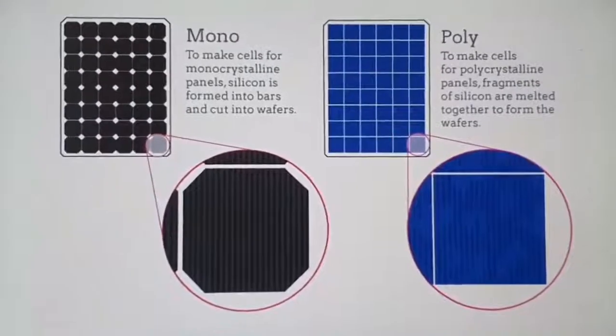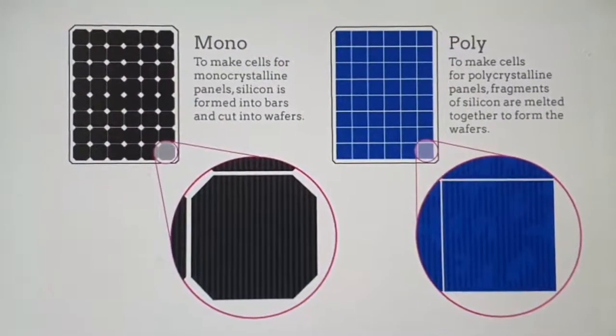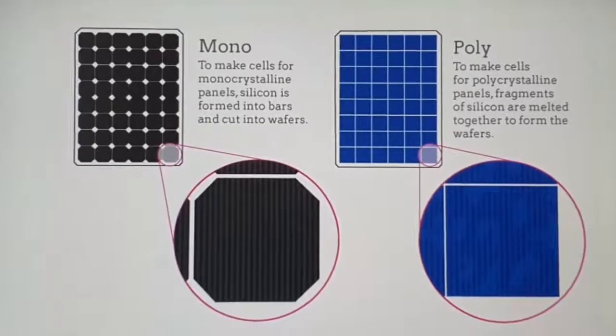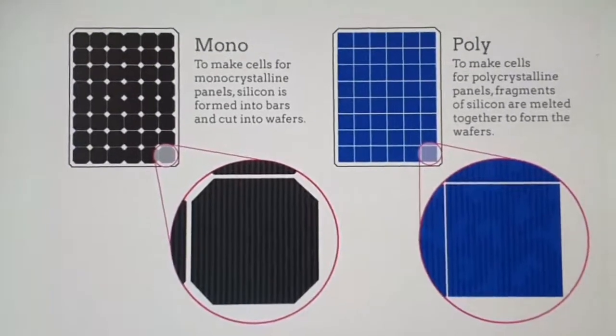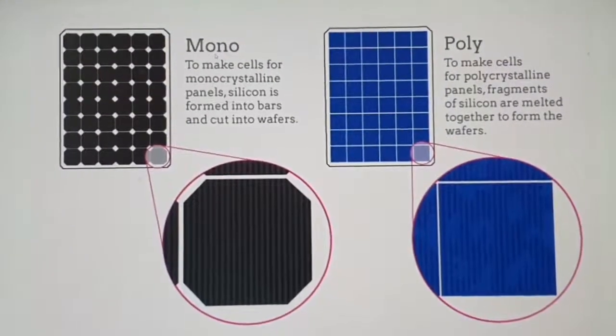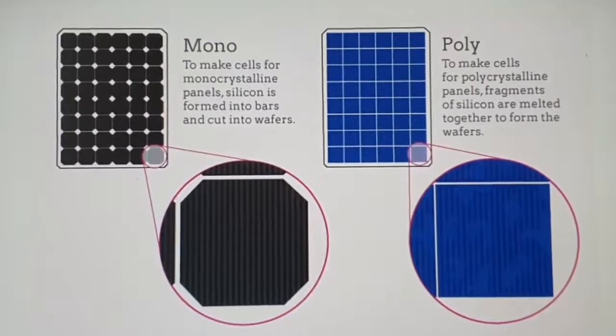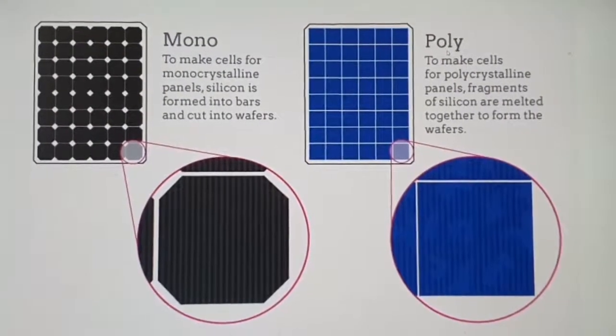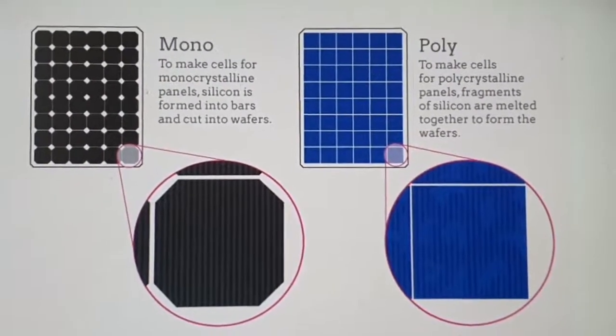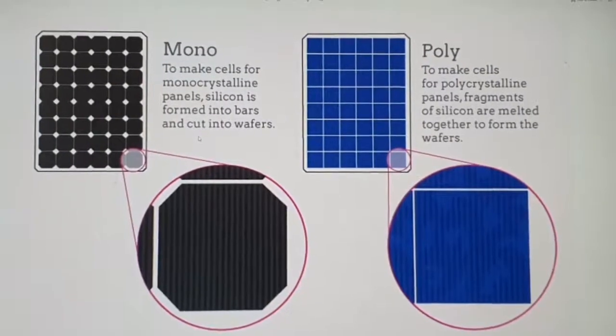Hello guys, in this fundamentals video I'll be talking about the two different kinds of solar panels. We have mono on the left side, that's monocrystalline, and then we have polycrystalline on the right side. That's the two basic kinds of panels.